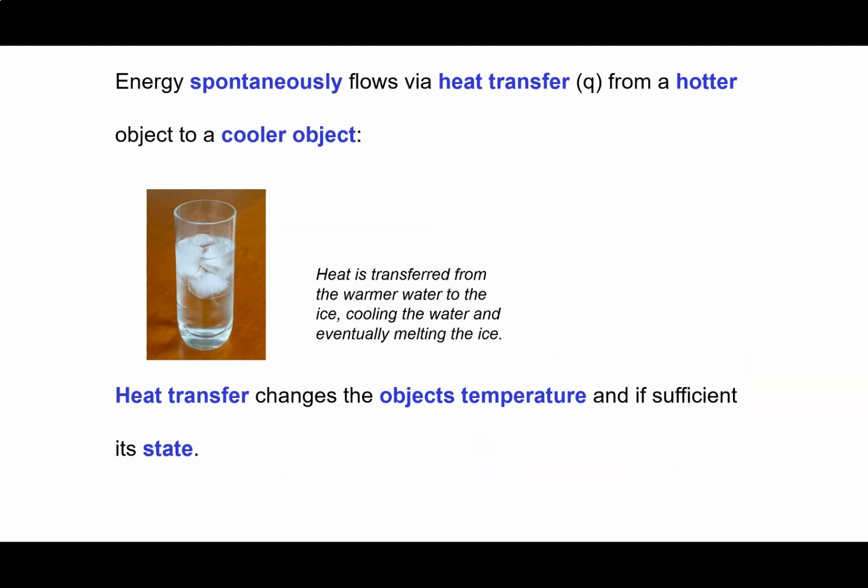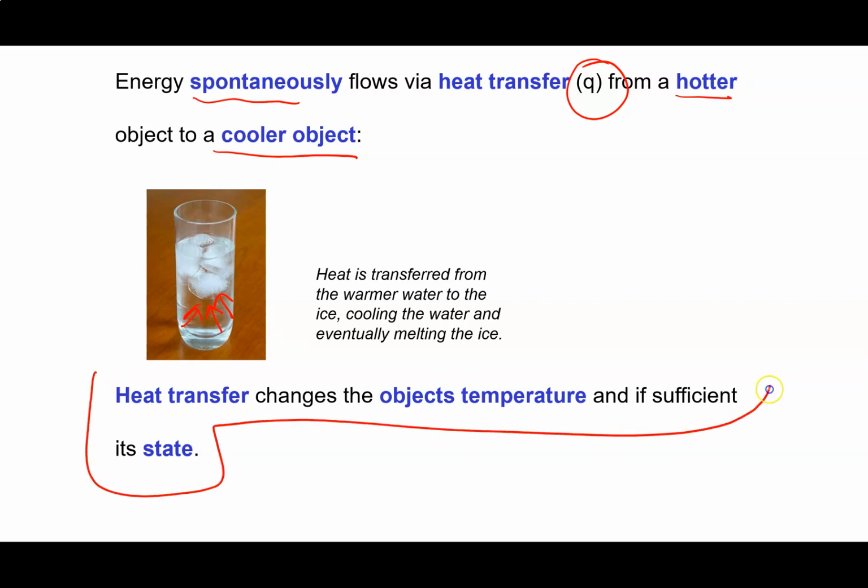So let's just review how heat moves in chemical systems. What we know is that energy will spontaneously flow via heat transfer, which we label with the lowercase letter q, from a hotter object to a cooler object. So if we have a glass of ice water, heat will flow out of the relatively warmer water into the relatively colder ice. When we were looking at heating and cooling curves, we observed that if you transfer sufficient heat, you can actually change the state of your substance, not only alter its temperature.